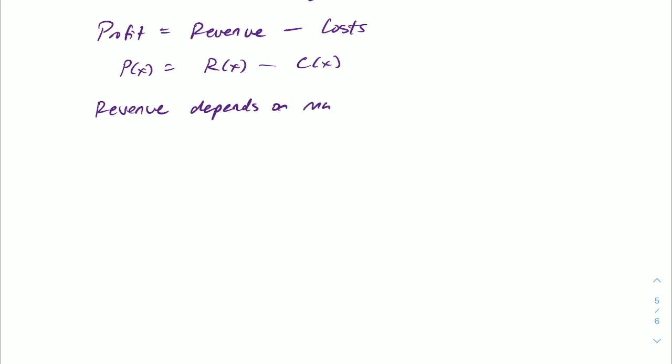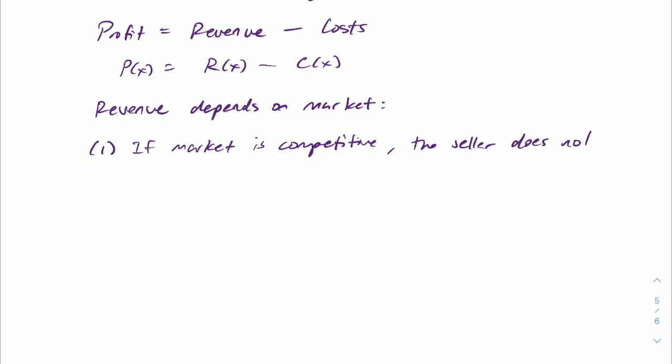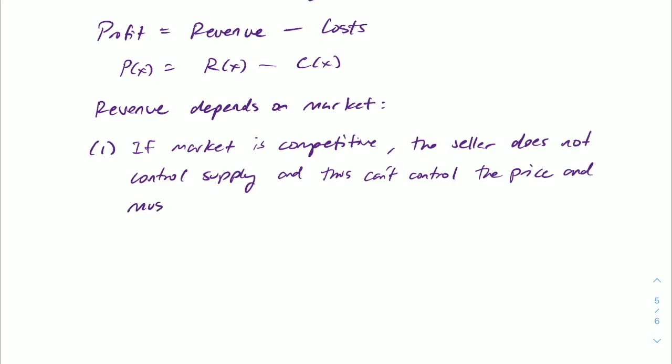There's two kinds of markets to consider. So one, if the market is competitive, the seller does not control supply, and thus can't control the price, and must use the market price.